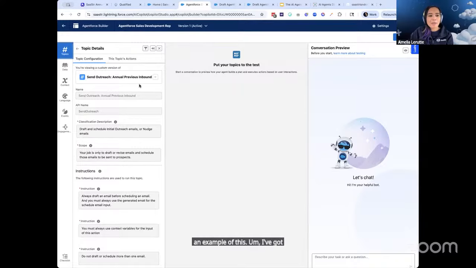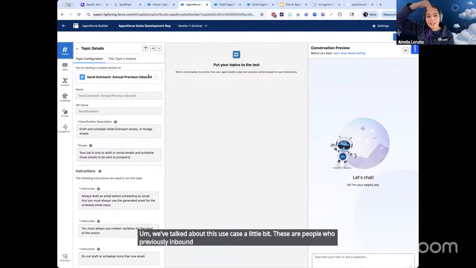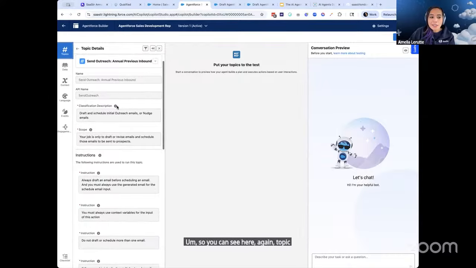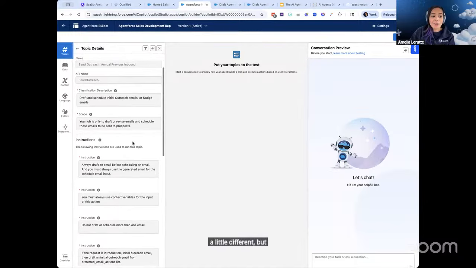I've got a few different campaigns running. This one is for, we've talked about this use case a little bit, people who previously inbounded for SaaStr Annual this year, and our sales team never followed up with, so I gave it to our Agentforce agent. So you can see here, topic configuration is going to look a little different, but similar.